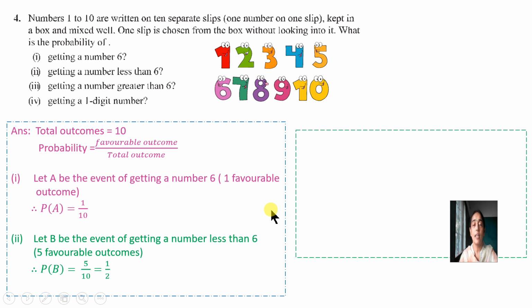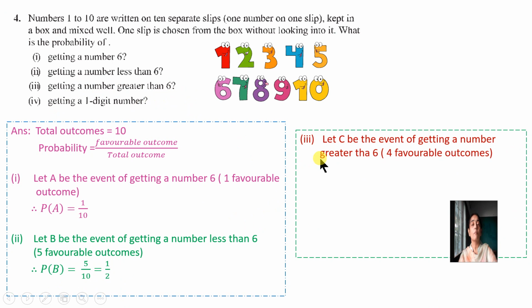Next question is getting a number greater than 6. First we will name the event. Let C be the event of getting a number greater than 6. How many numbers are greater than 6? 7, 8, 9 and 10. So 4 favorable outcomes. Therefore, P of C is equal to 4 upon 10, which is equal to 2 upon 5.